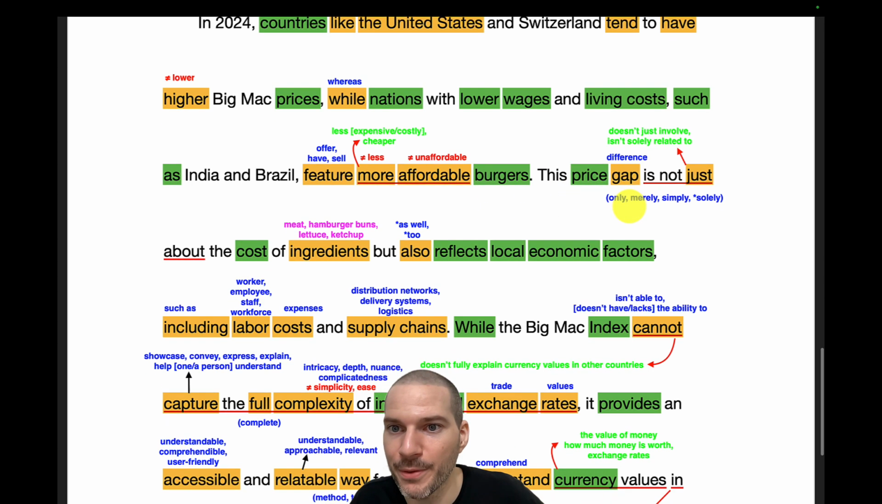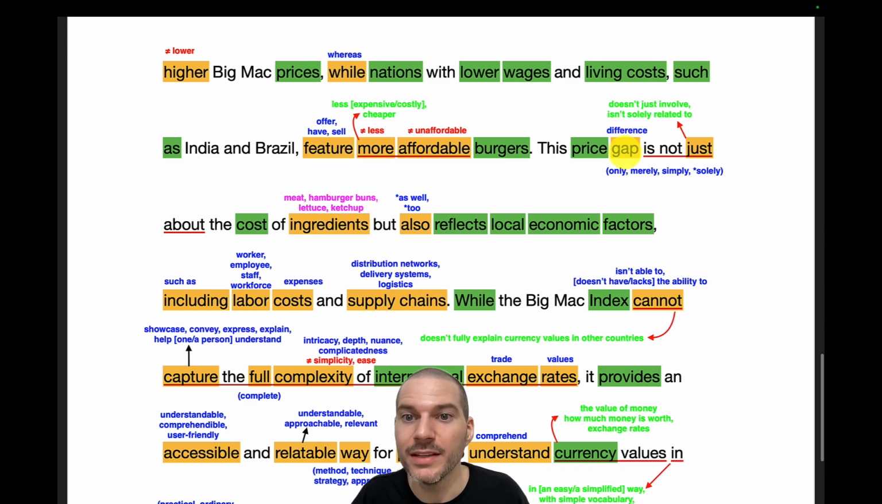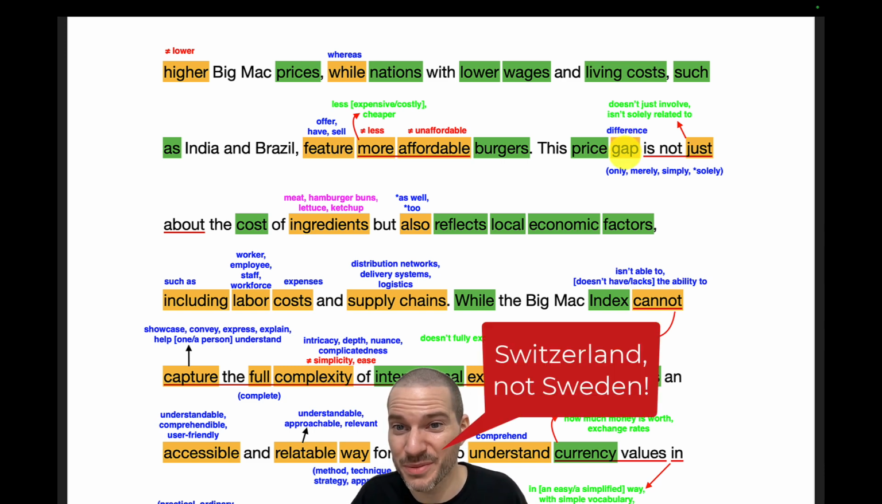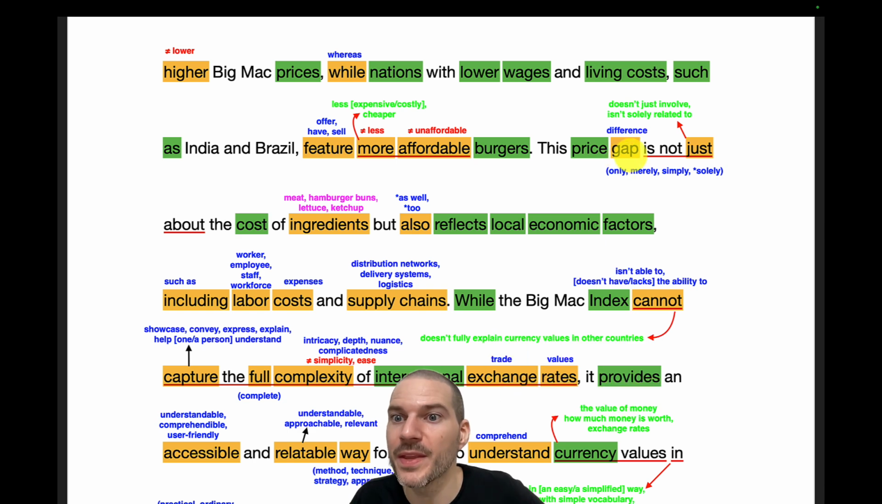The price gap, the gap is the difference, okay? Like in Sweden, it's $8. In Taiwan, it's $2. That's a pretty big difference. Is not just. So the word just, come down here. The synonyms are only, merely, simply, and solely is a synonym, but you got to use it differently. And we're going to read through and talk about that. The price gap doesn't just involve the cost. So is not just about, we're going to change into doesn't just involve the cost of ingredients. Or you can say the price gap isn't solely related to the cost or price of ingredients.